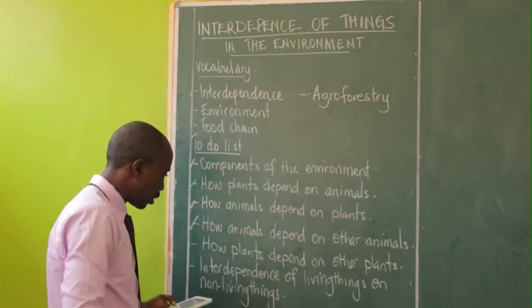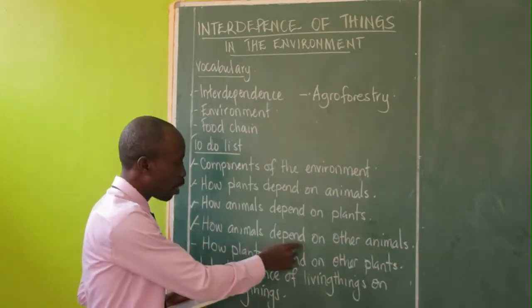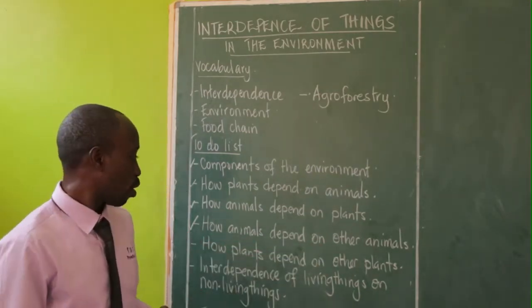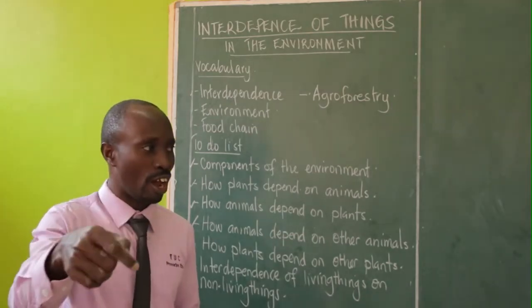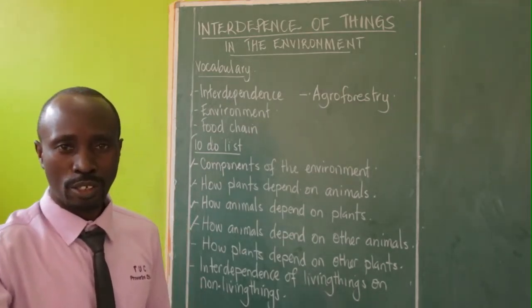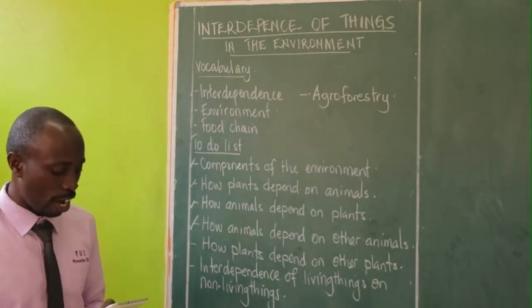Now, if we look at how animals depend on other animals, it is where we're going. An animal depending on another animal. Where can we see that? Animals depend on other animals.